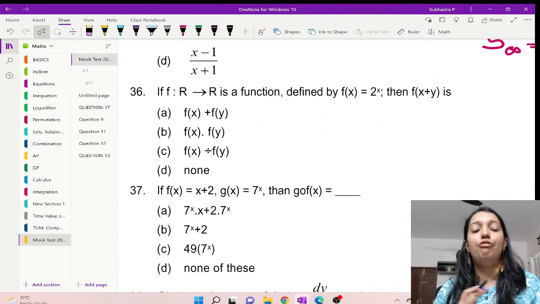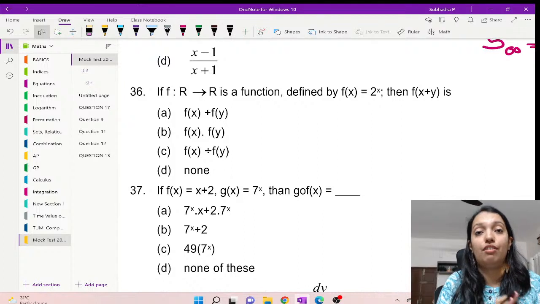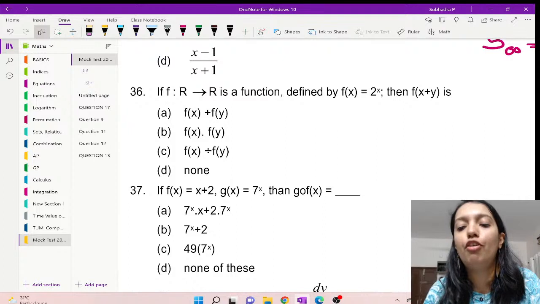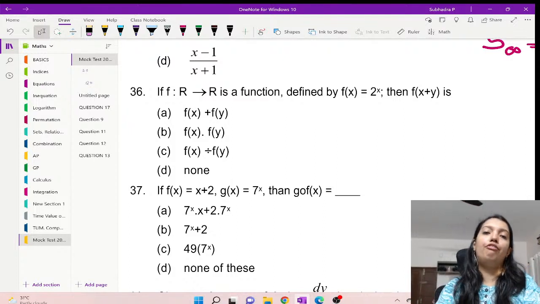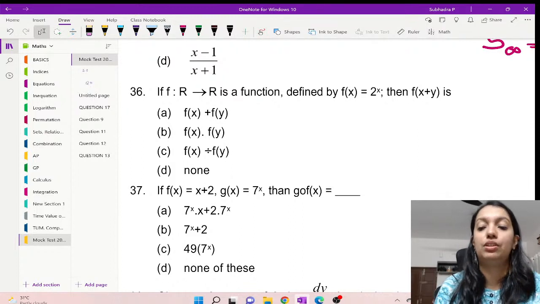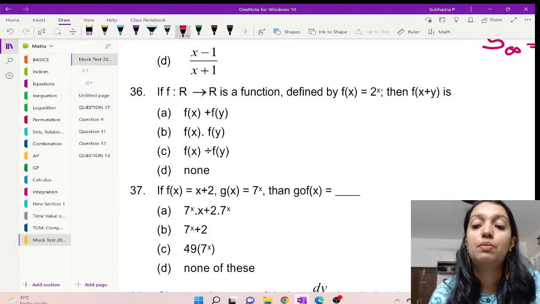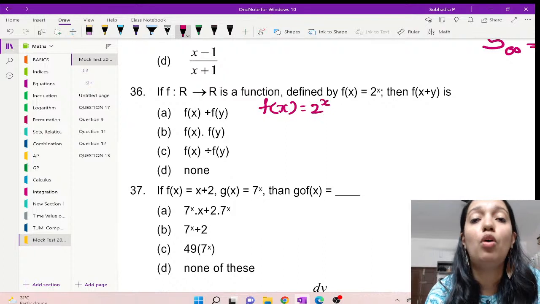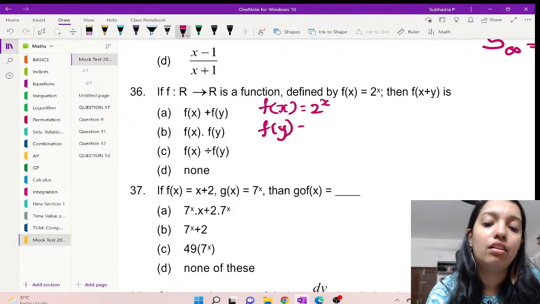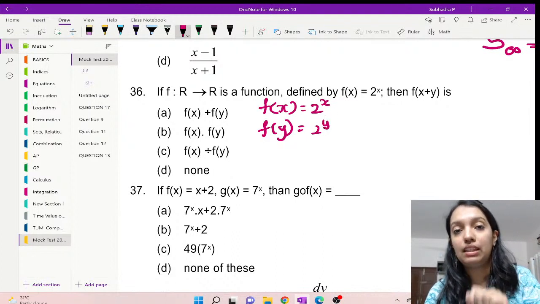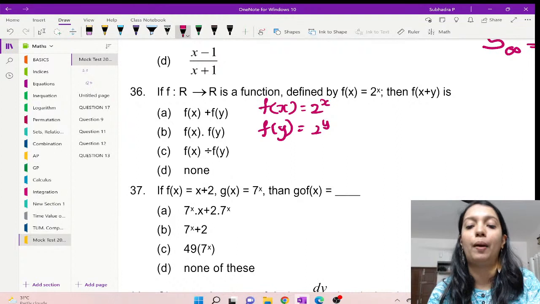Next, f is a relation function from R to R. It is defined by f of x is equal to 2 power x. Find f of x plus y. Very simple question. They have given f of x is equal to 2 power x. You tell me what will be f of y. That will again be 2 power y. Now I know what is f of x, and I know what is f of y.